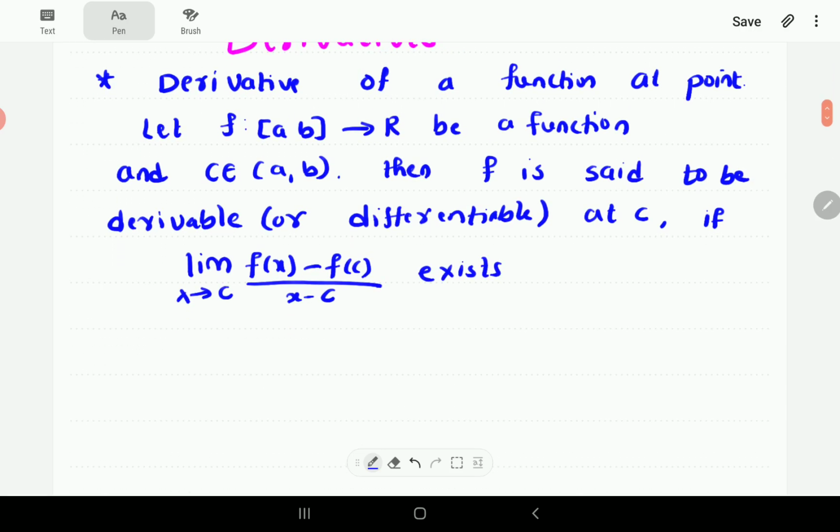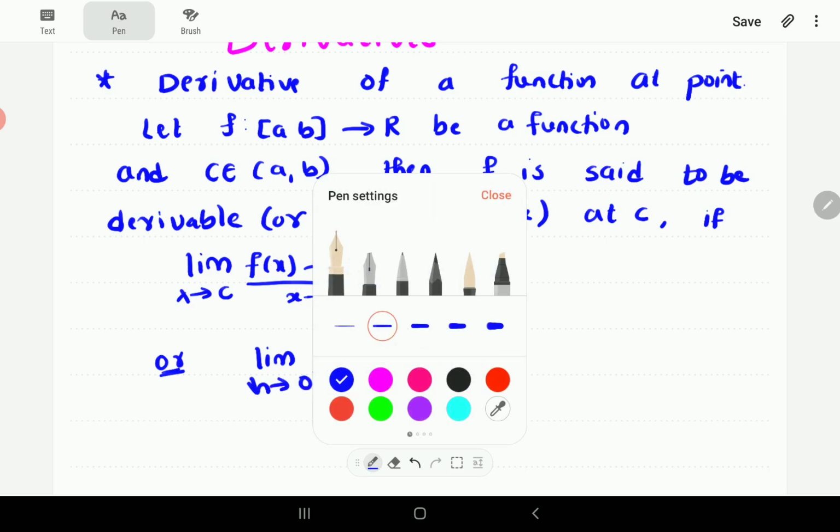In other words, we also write the same thing as the limit of, wherever x is there, I'll put c plus h: (f(c + h) - f(c)) / ((c + h) - c), that will give you h here, as h tends to 0. Okay, let me explain this.